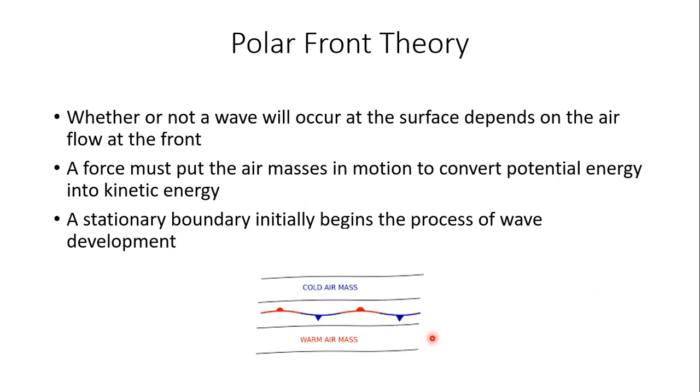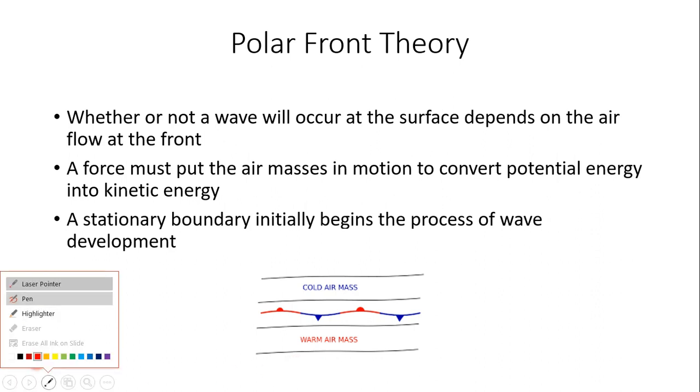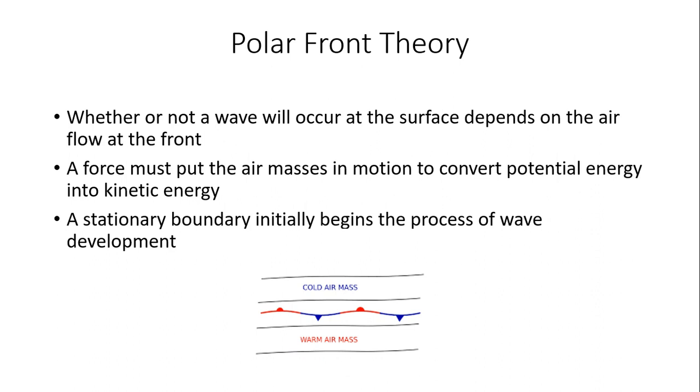All right, so whether or not a wave will occur or develop at the surface is going to be dependent on the airflow at the front. In this particular example, by the way, I'm showing you a stationary frontal boundary. Cold air masses to the north, warmer air masses to the south of the boundary. Generally, when you have a stationary boundary, let me go ahead and draw it out for you here, you have air that is moving parallel. The wind directions are parallel to each other, okay? They're moving in opposite directions. There's no turning in of the wind towards the frontal boundary itself. Colder air to the north of the front in the northern hemisphere, warmer air to the south of the stationary front, and the air streams generally tend to parallel each other.